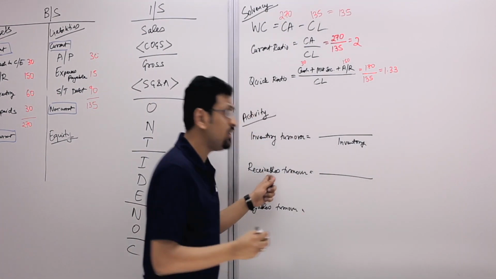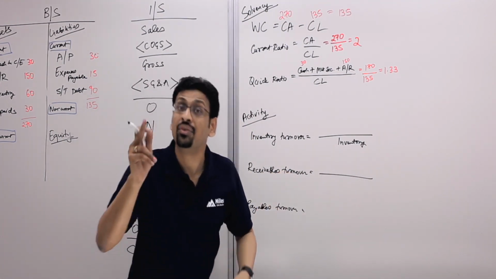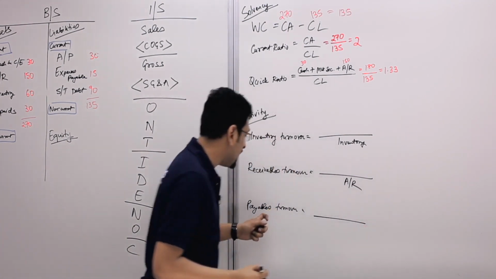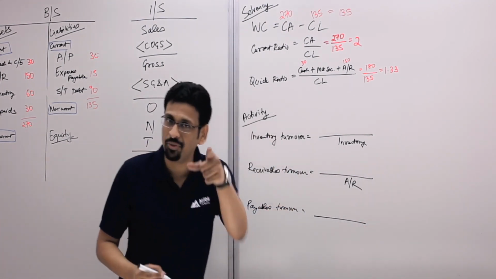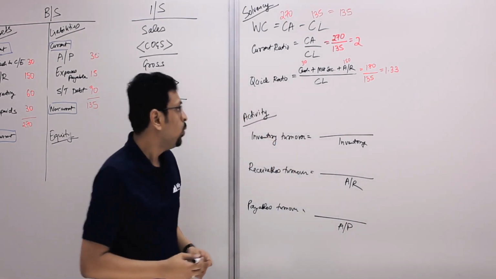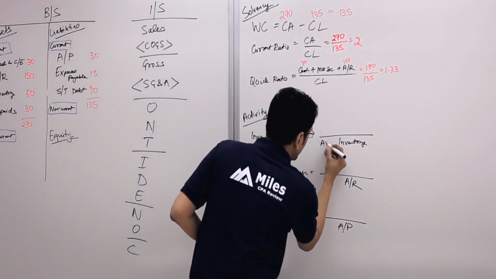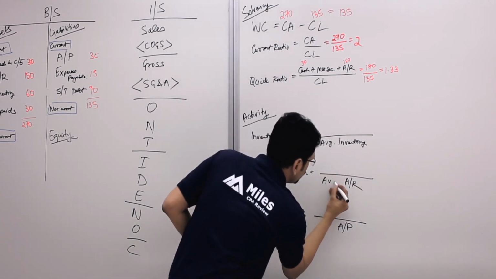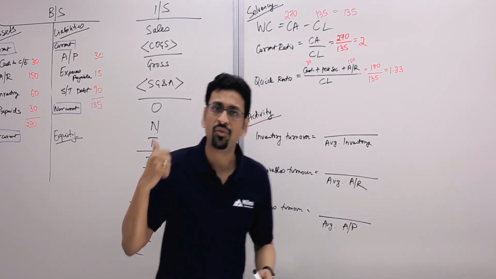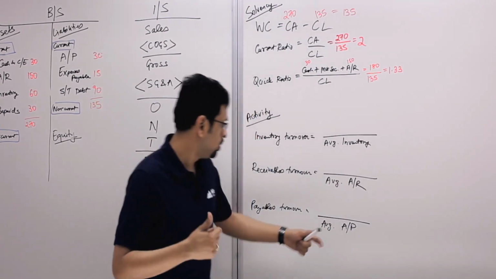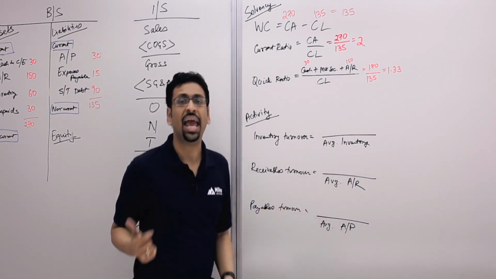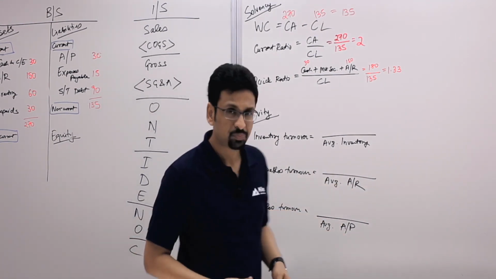When I'm looking at receivables turnover, what's the denominator? Receivables, exactly. When I'm looking at payables turnover, everybody knows it. Payables is your denominator. We're looking at average inventory, average receivables and average payables. Average means beginning inventory plus ending inventory by 2, beginning receivables plus ending receivables by 2, beginning payables plus ending payables by 2.